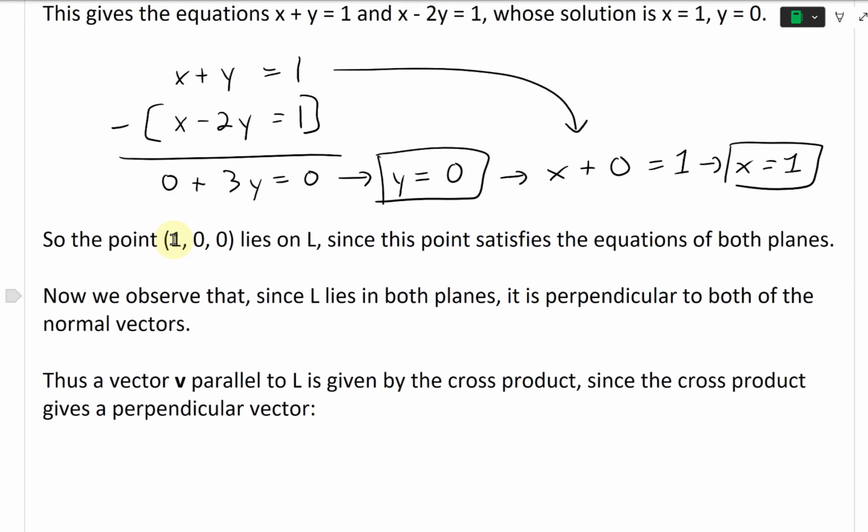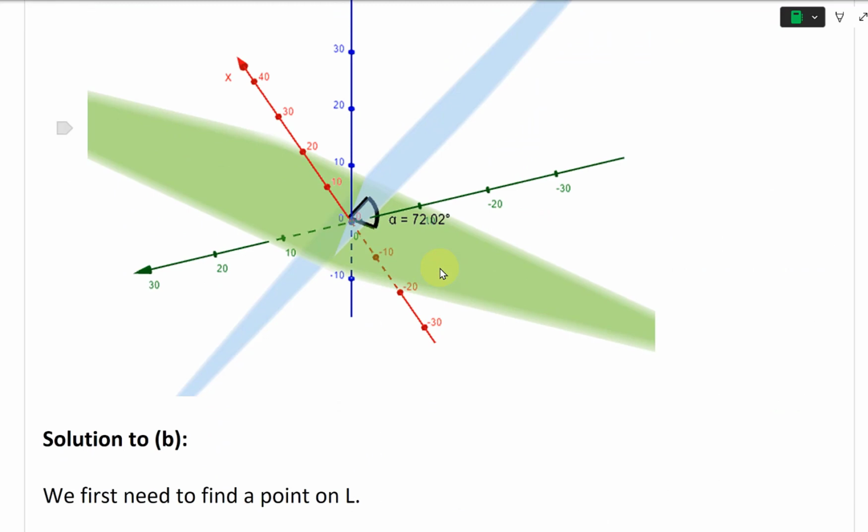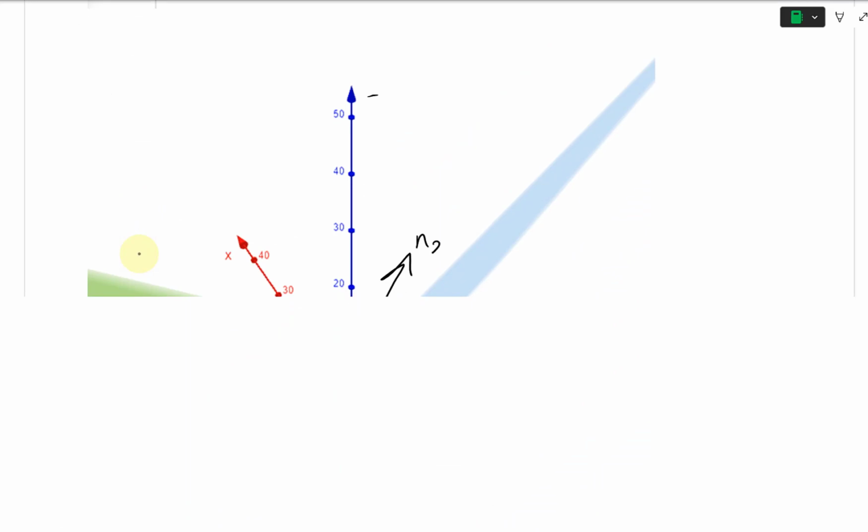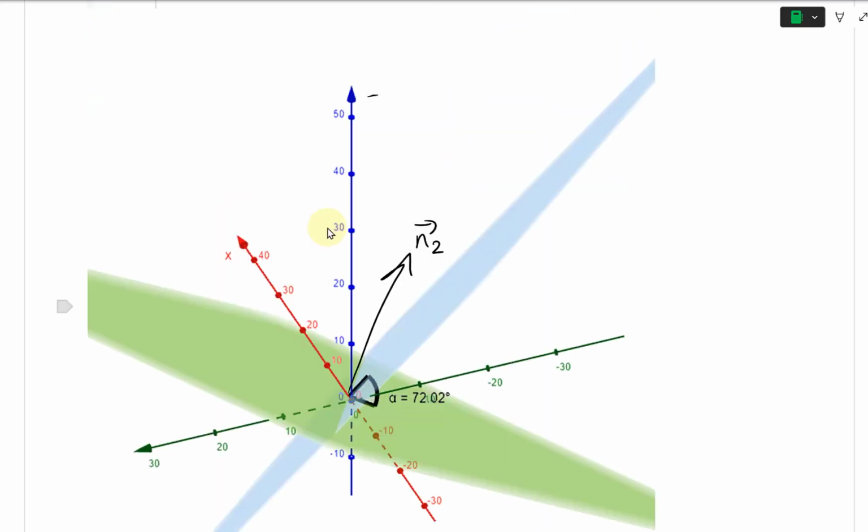Now we observe that since L lies in both planes, it is perpendicular to both of the normal vectors. This means that a vector v parallel to L is given by the cross product, since the cross product gives a perpendicular vector. So for example, if you have these two planes, one plane has a normal vector, let's call it n1, and the green one has n2. Each is perpendicular to its plane.